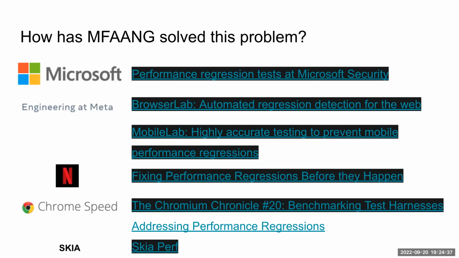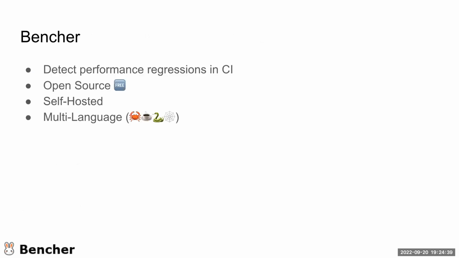So reading these and kind of internalizing it, I came up with Bencher, which the goal is to detect performance regressions in CI, make it open source, allow you to self-host it, and to design it so it can be used for multiple languages, Rust, Java, Python, Node, and such, given the tools that I currently work with, wanting to use them on all of them.